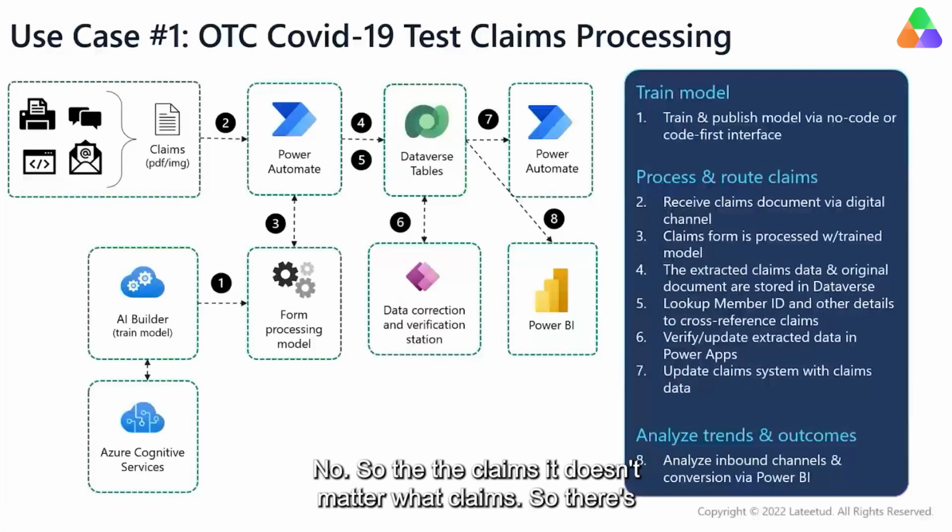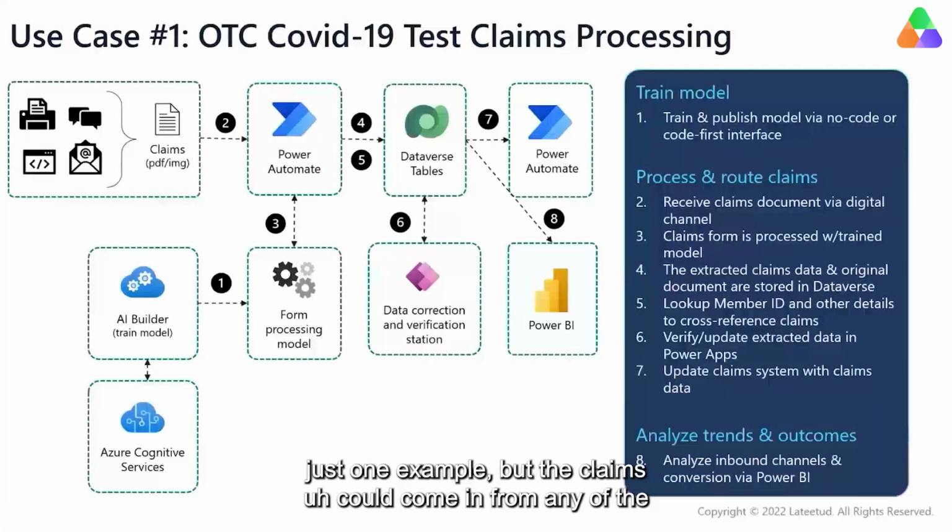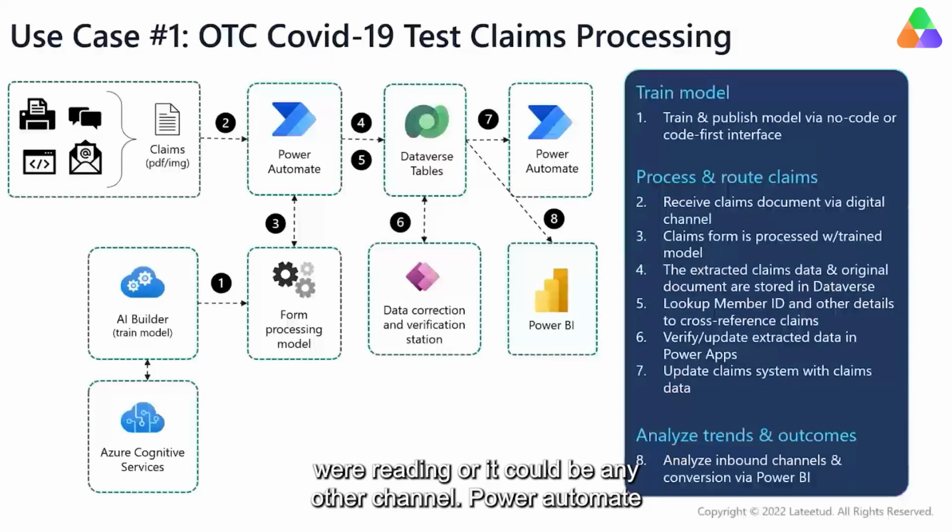So the claims, it doesn't matter what claims. This is just one example, but the claims could come in from any of the channels. It could be an email, it could be a folder that we were reading, or any other channel. Power Automate picks up those claims. There is a template already built to understand what the claims data is telling. There was a particular form that the members were supposed to fill, so Power Automate used Form Recognizer to extract the data.